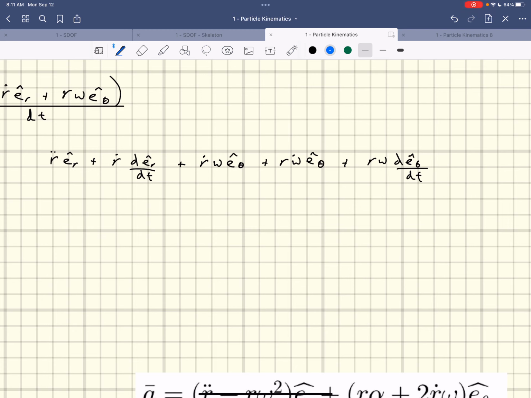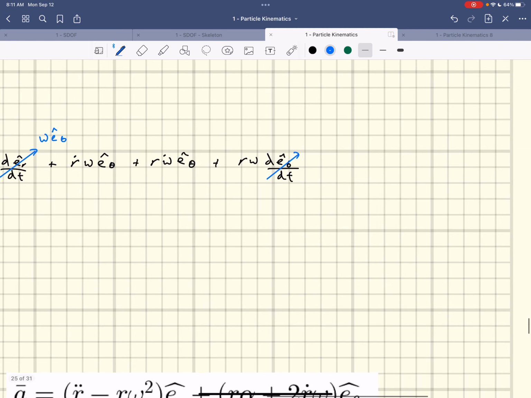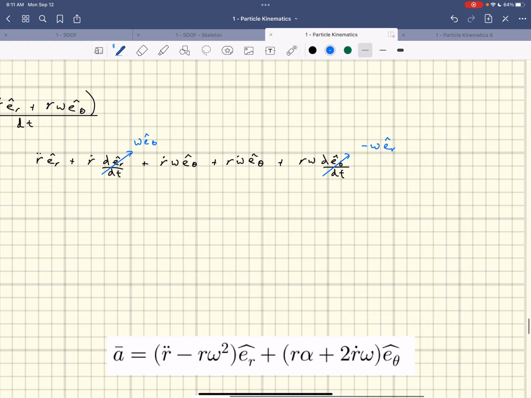You can simplify this guy, right? dE, this is taking the derivative of a unit vector, so this just becomes omega in the e theta direction. And this is the derivative of a unit vector. This is a little bit different. It's got a slight modification. There's a negative out front: negative omega in the ER direction. Both of those are just back to that identity where you take the derivative of the unit vector.